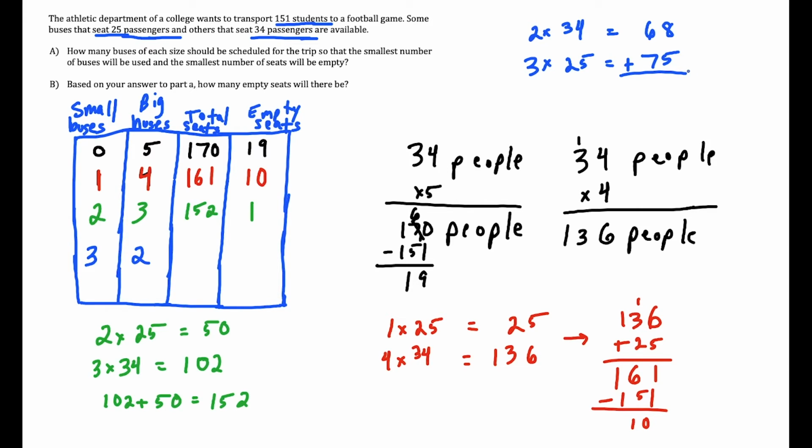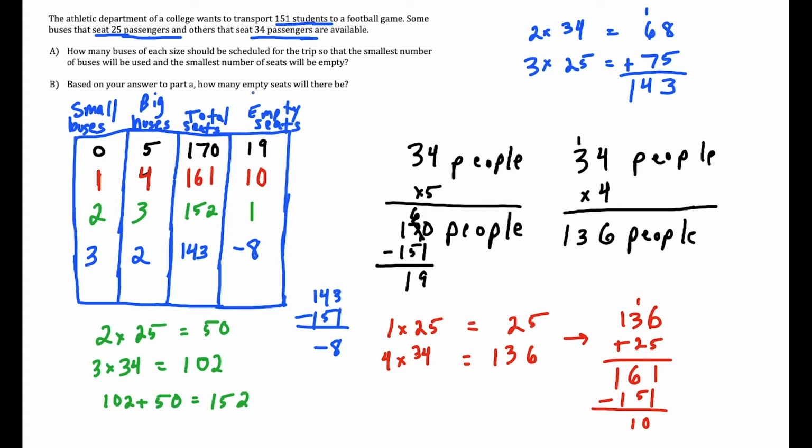So now if we add these together, 5 plus 8, we get 13. 1 plus 6 is 7, plus another 7 is 14. So we have room for 143 people. So the number of empty seats, well, we're not going to have enough seats. We're going to be short by 8 seats. If we do 143 minus 151, that works out to -8. So we have -8 empty seats. This just means that we would need 8 more seats in order to seat all 151 students.